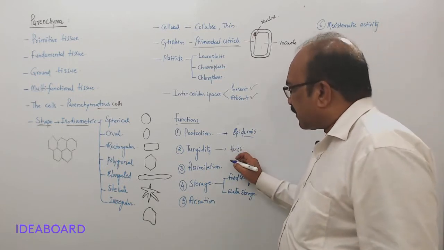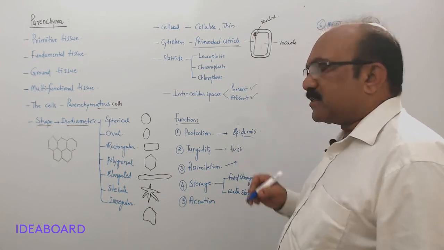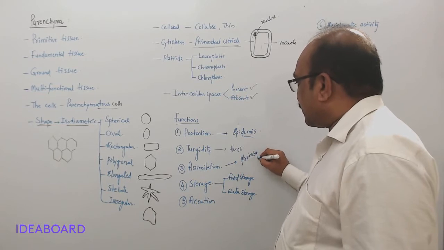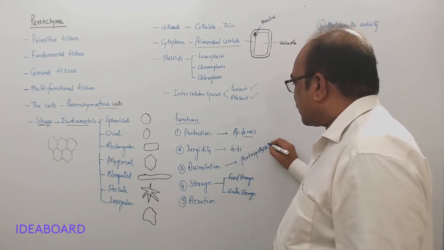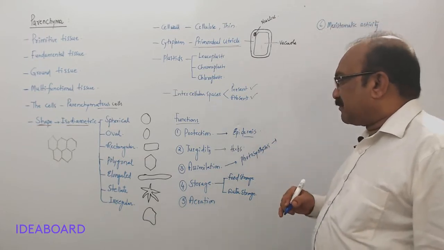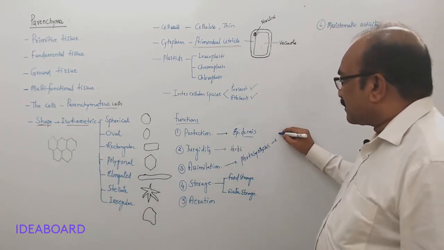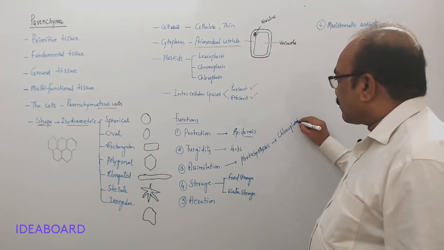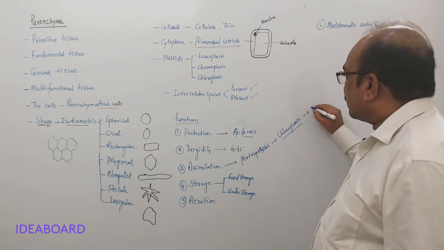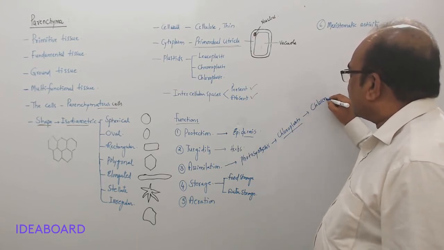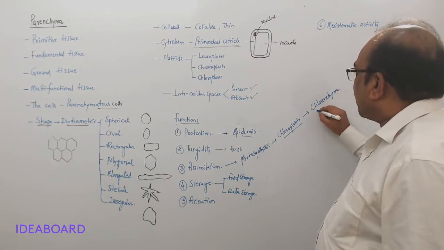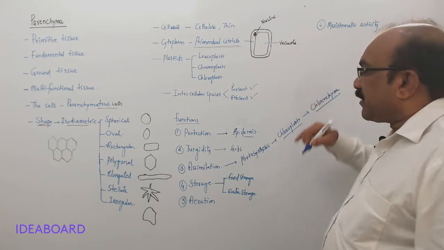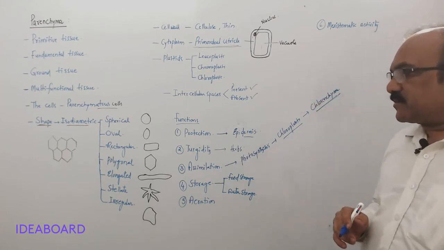Turgidity. And assimilation. What is this assimilation? Preparation of food is called assimilation. It prepares the food material by the process called photosynthesis. How is the parenchyma able to perform photosynthesis? Due to the presence of chloroplasts. The parenchyma with chloroplasts is called chlorenchyma. Be careful, not cholenchyma, chlorenchyma. So that is the assimilatory function.